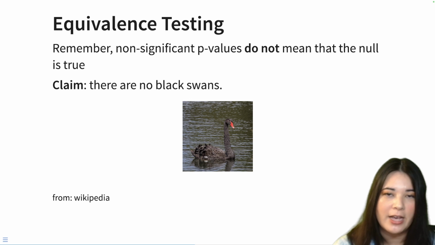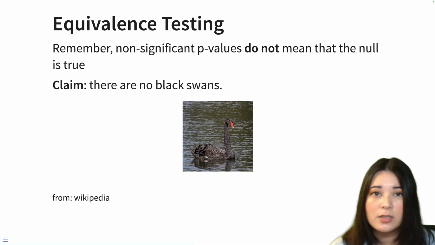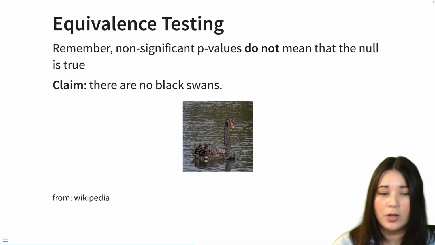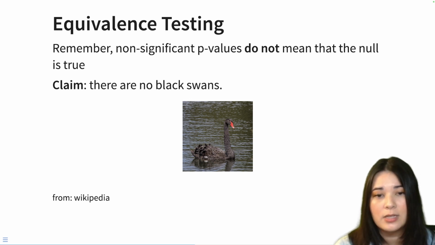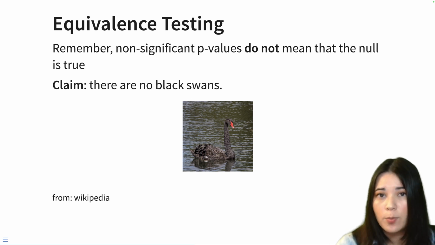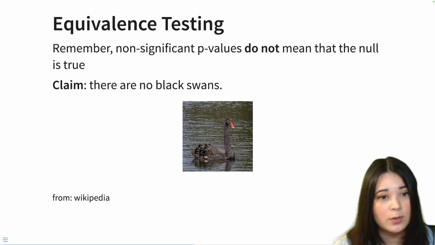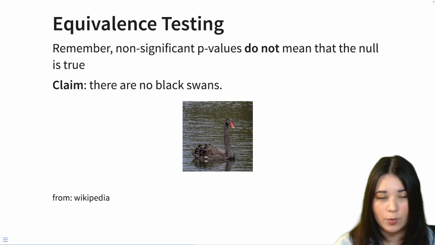For example, let's say I go out and I take a bunch of pictures of swans and I find a black swan. Immediately, I know that this claim is false. I saw a black swan, so the claim that there are no black swans is just not true. But it's incredibly difficult to prove that there are no black swans. I would have to look at every single swan in the entire world until I could very conclusively prove that there are no black swans.